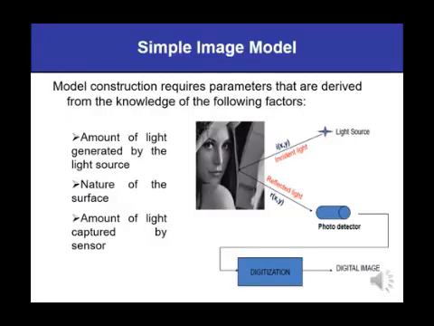Now let's consider a simple image model. See this image, it is a grayscale image. One light source gives some light. Some light is incident on the object, and the reflected light is seen by the photo detector. Then by the process of digitization, sampling and quantization, we get a digital image.